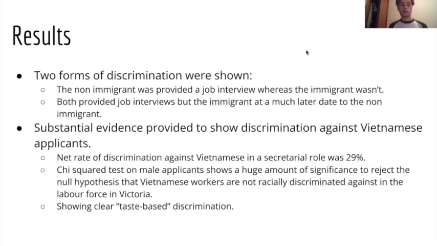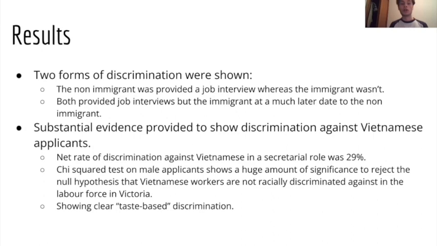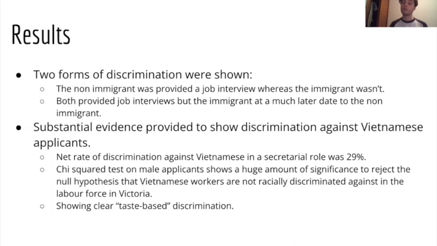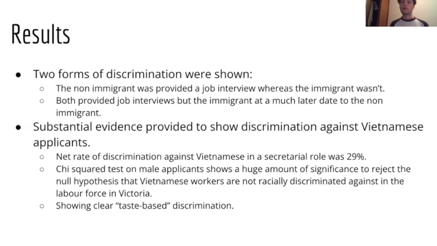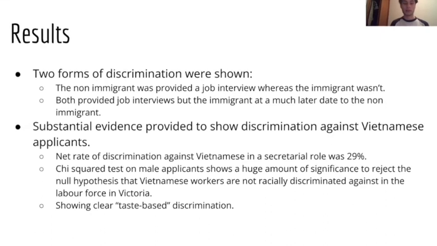So if we look at the results, there were two forms of discrimination that were shown. In the first, the non-immigrant was provided a job interview, whereas the immigrant wasn't. The second form of discrimination was a bit more unique: both were provided a job interview, but the immigrant was given one at a much later date than the non-immigrant, putting them at more of a disadvantage, as they're less likely to get the job then, aren't they?